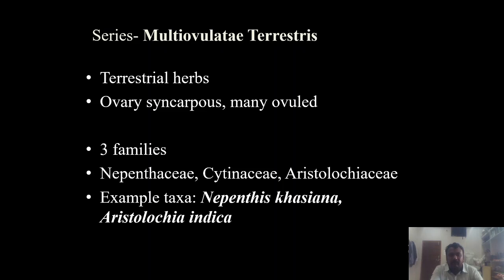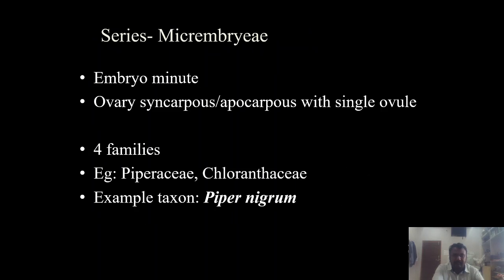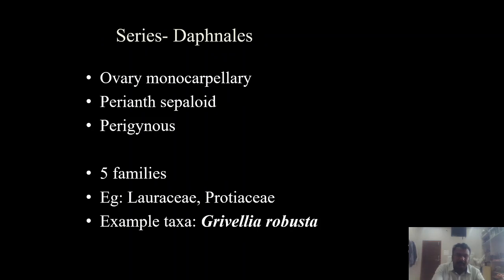Series Multiovulatae Terrestres. Terrestrial herbs are present here. Ovary syncarpous, with many ovules. 3 families were recognized: Nepenthaceae, Cytinaceae, and then Aristolochiaceae. Example, Nepenthes khasiana, and then Aristolochia indica. Series Microspermae: embryo minute, ovary syncarpous or apocarpous with single ovule. 4 families were identified. Some of the examples here: Piperaceae, Chloranthaceae. Example, Piper nigrum.